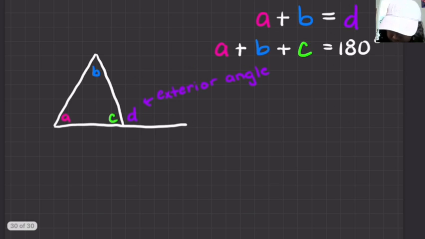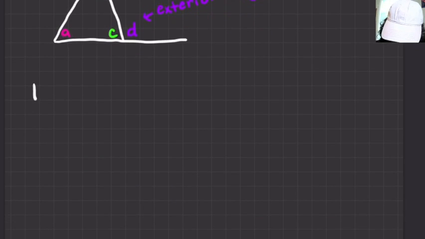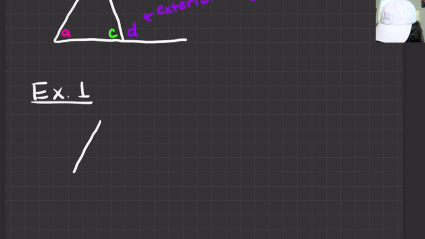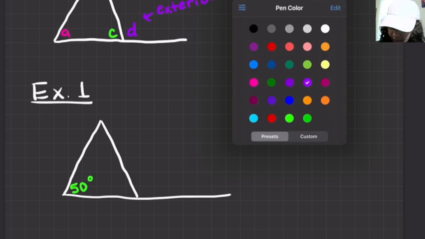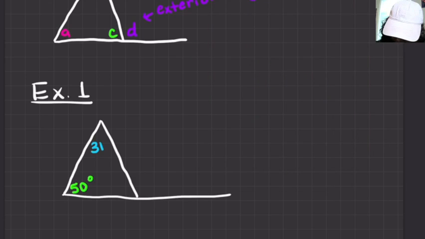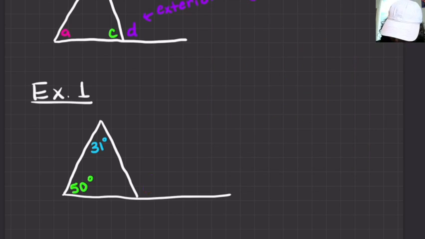All right, so let's do an example. So let's say we have a triangle, okay? And let's say that this angle is 50 degrees. And let's say that this angle is 31 degrees, okay? And I said, hey, find the measure of this angle D here, the exterior angle, okay?